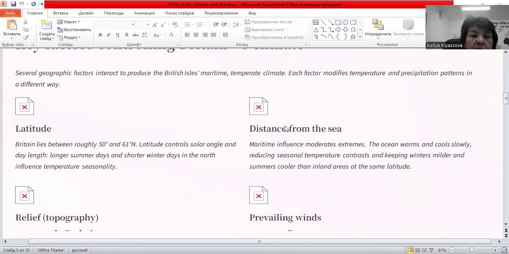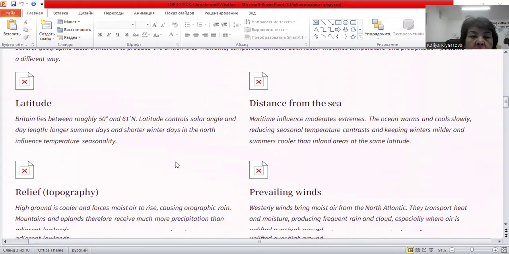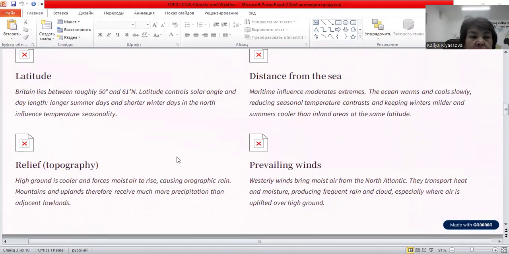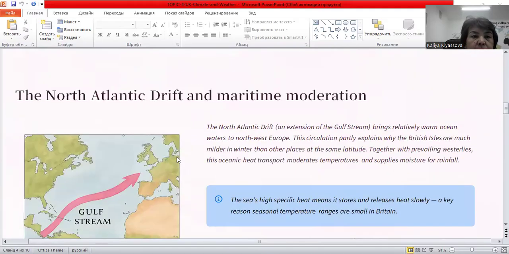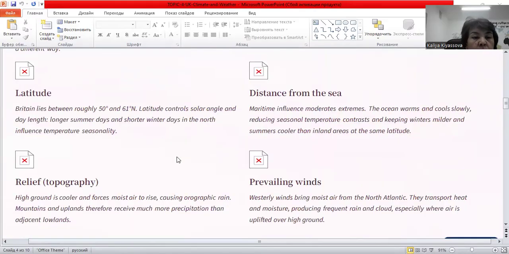And relief, topography, how we describe its relief. High ground is cooler and forces moist air to rise, causing orographic rain. Mountains and uplands therefore receive much more precipitation than adjacent lowlands.